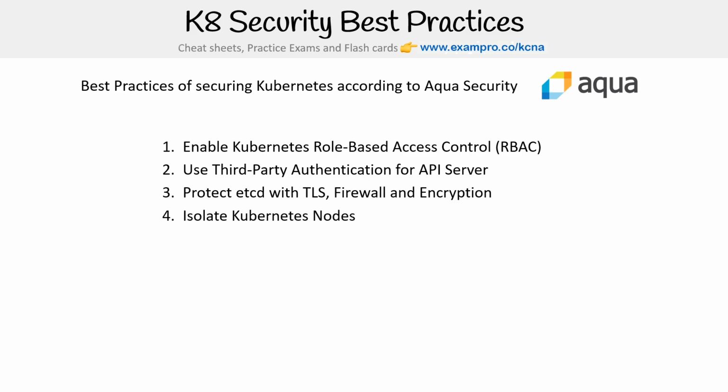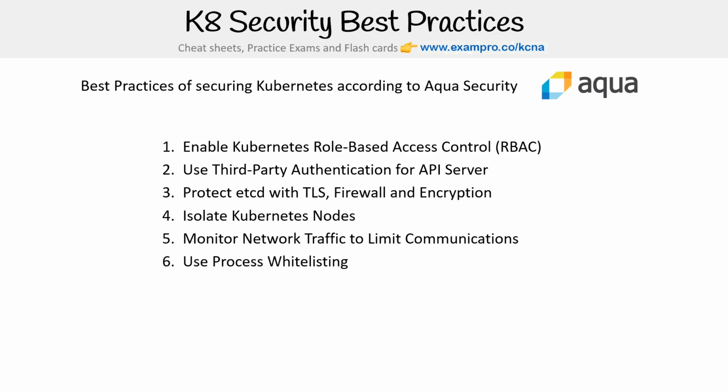So maybe nodes. So yeah, I mean, if you want to isolate workloads, that's using namespaces, but I suppose isolating nodes is a different story. Monitor network traffic to limit communication. So maybe that's installing a service mesh, like holding on to Kubernetes logs. I'm not sure there, but I mean, monitoring is always a good idea.